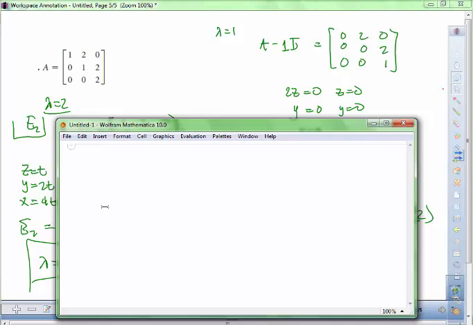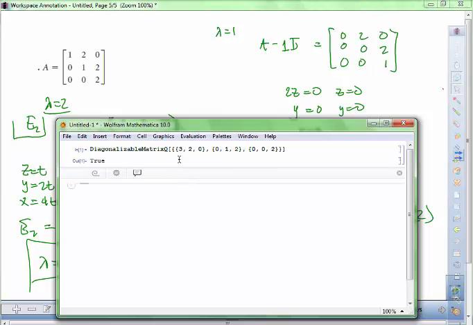What do I want to check for? Diagonal matrix. 3, 2, 0, 0, 1, 2, 0, 0, 2. True. Hey, we should check if this is false. False. So if it was a 3 in there, it would be diagonalizable. So we'll use that.